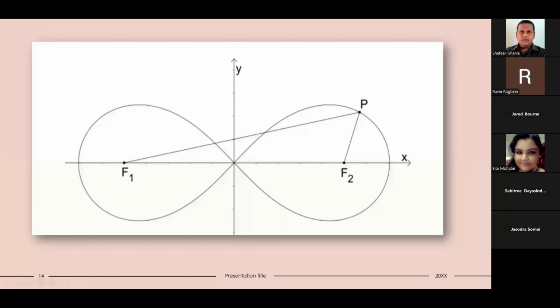We have a diagram here of what the lemniscate graph looks like. You can see we have the points F1 and F2, and then we have point P. The next slide, please, sir.